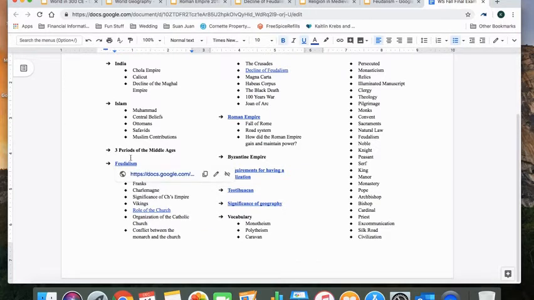So feudalism, for example, does include what the three periods in the Middle Ages are. It also includes why it appears after the fall of Rome, the Franks, Charlemagne, the significance of Charlemagne's empire, and the Vikings. My religion in medieval Europe slides are linked here. You'll find the information that you need throughout that section, and then the decline of feudalism covers basically the rest of these bullet points underneath it.